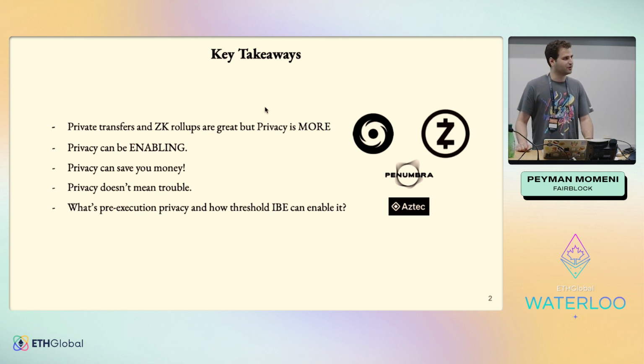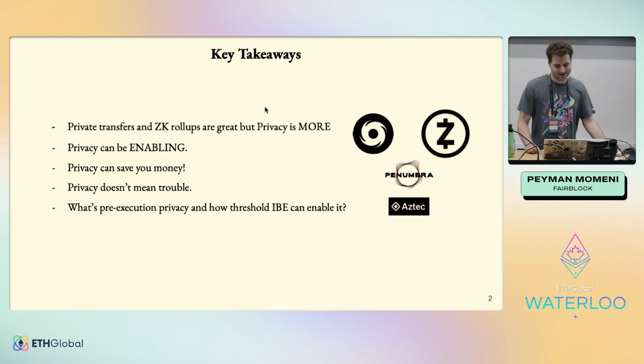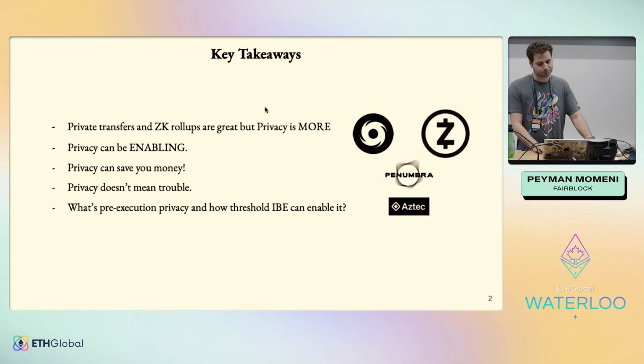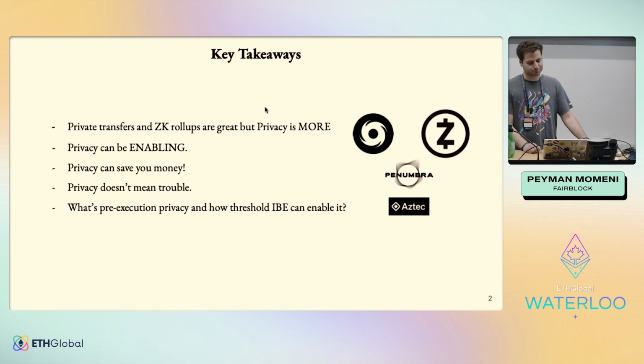You've probably already heard of private transfers like Tornado Cash, Zcash, Penumbra, Aztec, and ZK rollups, and they are great. But today, I'm talking about other applications of privacy: how privacy can enable more applications for users, how it can actually save you money, and the fact that it doesn't necessarily mean bad UX or trouble with the IRS or CIA.